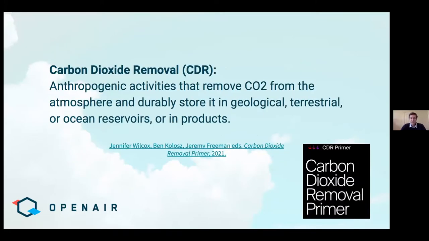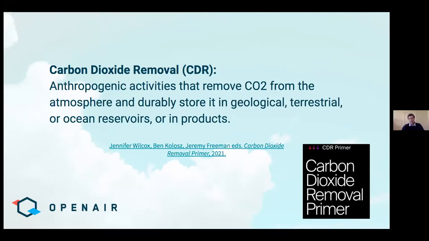Before we start, many of you will be aware of this, but quick background on carbon removal. First of all, the definition, which is from the CDR primer, and also pretty much the same definition that the IPCC uses. Carbon removal consists of anthropogenic activity to remove CO2 from the atmosphere and to durably store it in geological, terrestrial, or ocean reservoirs, or in long-lived products.